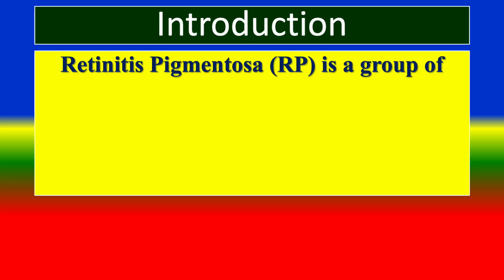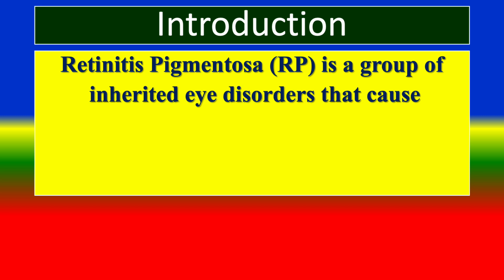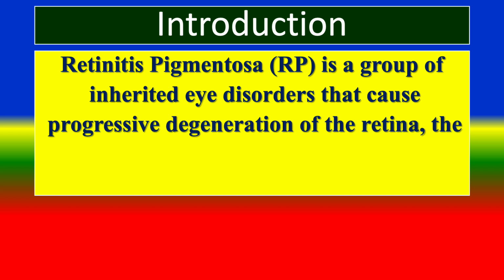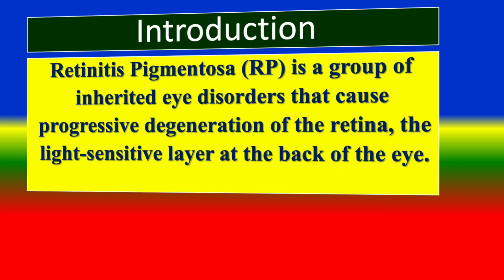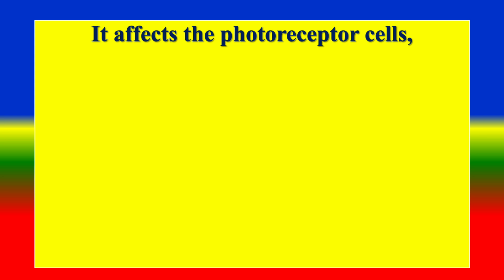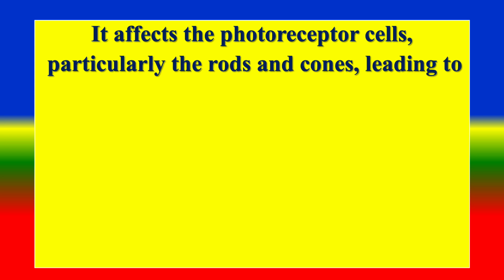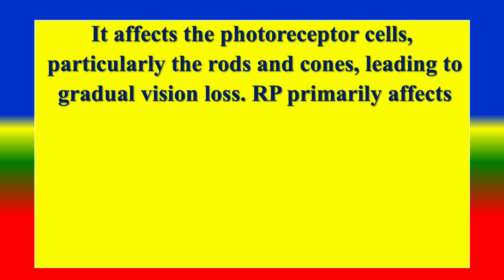Introduction. Retinitis pigmentosa is a group of inherited eye disorders that cause progressive degeneration of the retina, the light sensitive layer at the back of the eye. It affects the photoreceptor cells, particularly the rods and cones, leading to gradual vision loss.